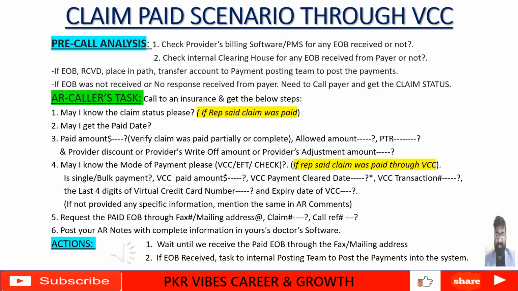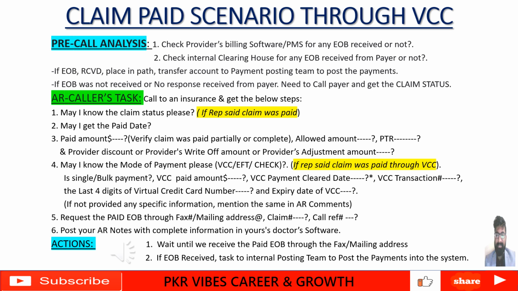Friends, first we will discuss pre-call analysis for the claim paid scenario through virtual credit card. Generally, if you submit any claim to an insurance company and you don't receive any updated information from the insurance company on that particular claim, first you have to check your practice management system, nothing but your doctor billing software, for any EOB received from the insurance or not. That is your first job.